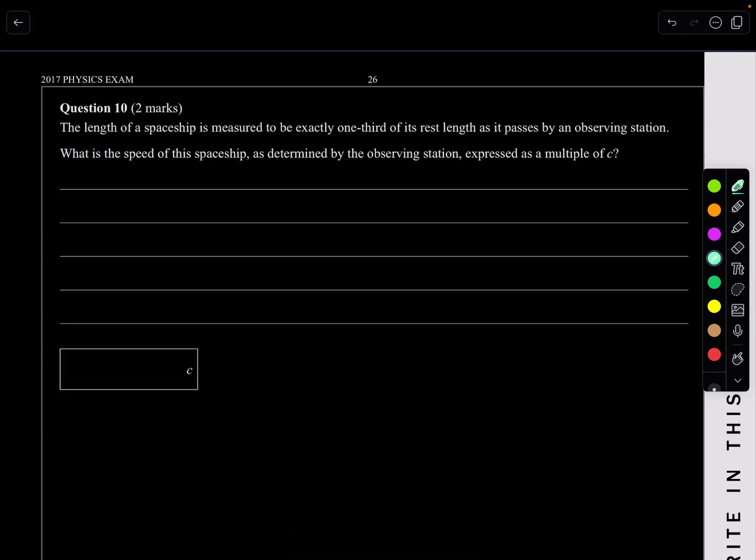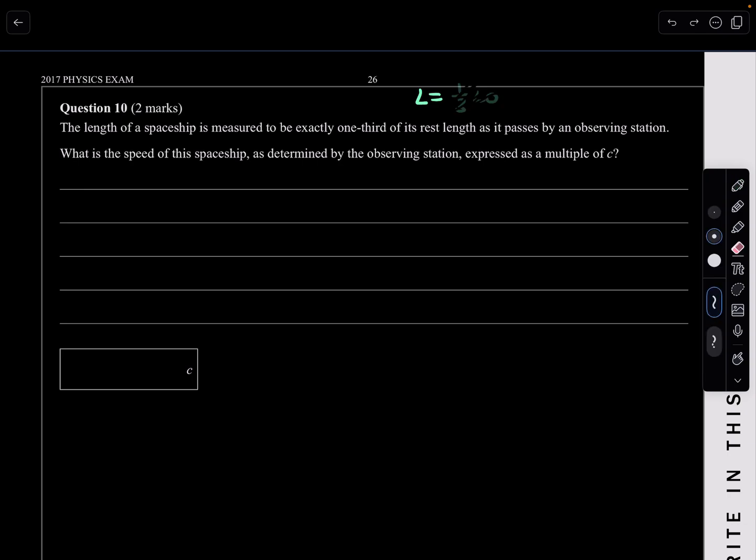The length of a spaceship is measured to be exactly 1/3 of its rest length. So your length contraction is 1/3 of your proper length. That's what they're saying, as it passes by an observing station. Yeah, because remember length contraction. If it's 1/3 of the proper length, this here is your length contraction. What is the speed of your ship as determined by the observing station, expressed as a multiple of c?